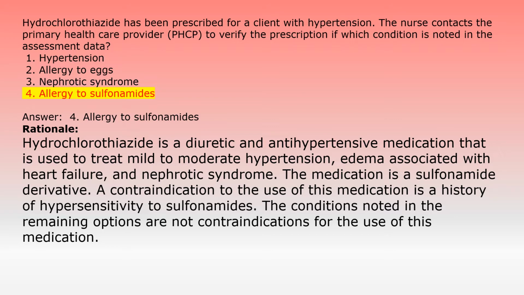Rationale: Hydrochlorothiazide is a diuretic and antihypertensive medication that is used to treat mild to moderate hypertension, edema associated with heart failure, and nephrotic syndrome. The medication is a sulfonamide derivative. A contraindication to the use of this medication is a history of hypersensitivity to sulfonamides. The conditions noted in the remaining options are not contraindications for the use of this medication.